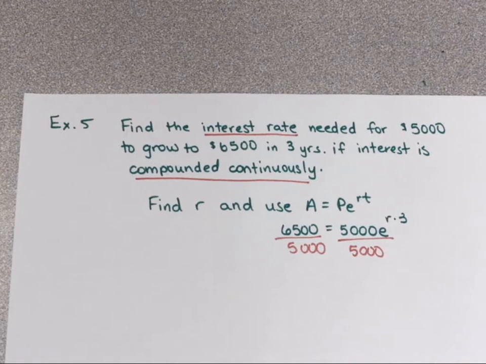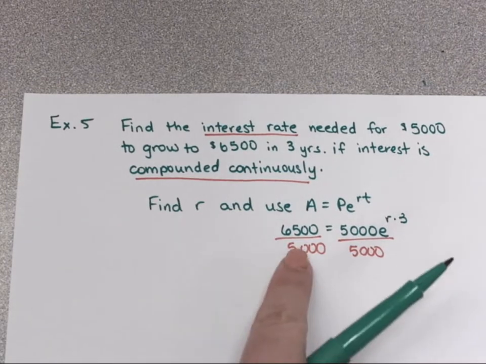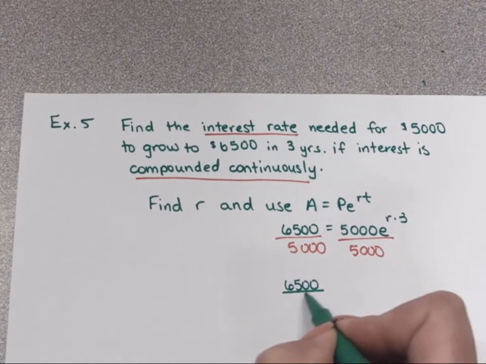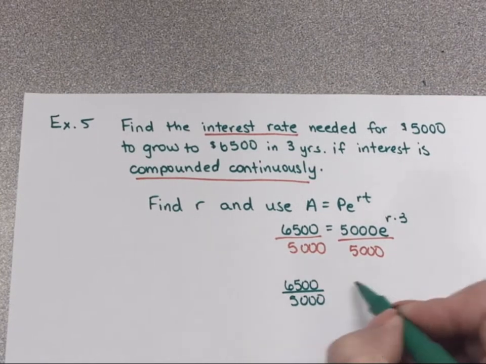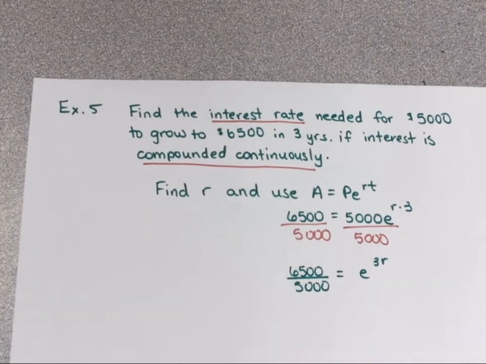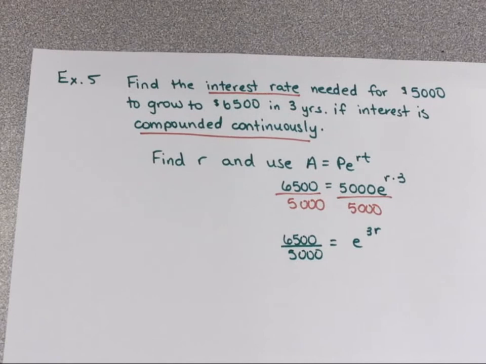You can reduce this fraction, but don't give me a decimal here unless it's a nice decimal. So I just leave it as 6,500 over 5,000. Again, the only time you would be allowed to simplify that would be if it comes out nicely. I think 6,500 over 5,000 actually does, but I just always leave it as it is. Just make sure you're not rounding.